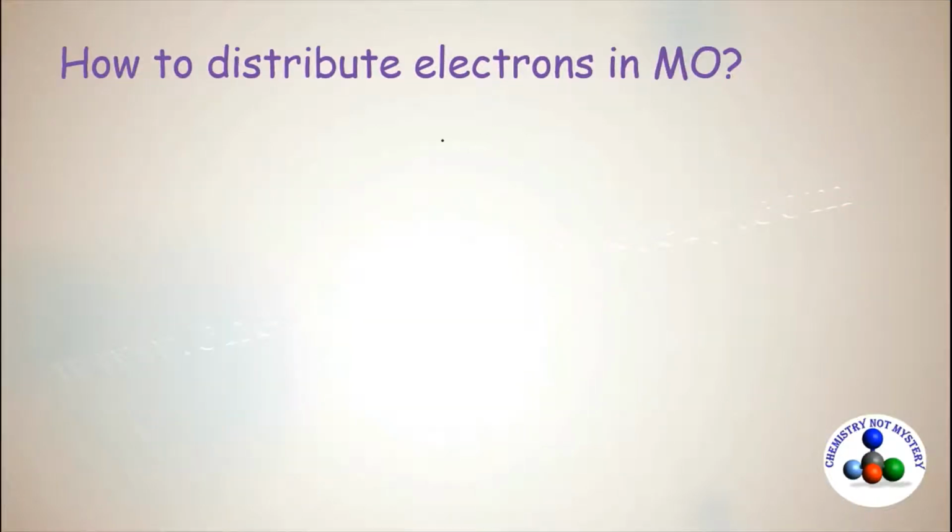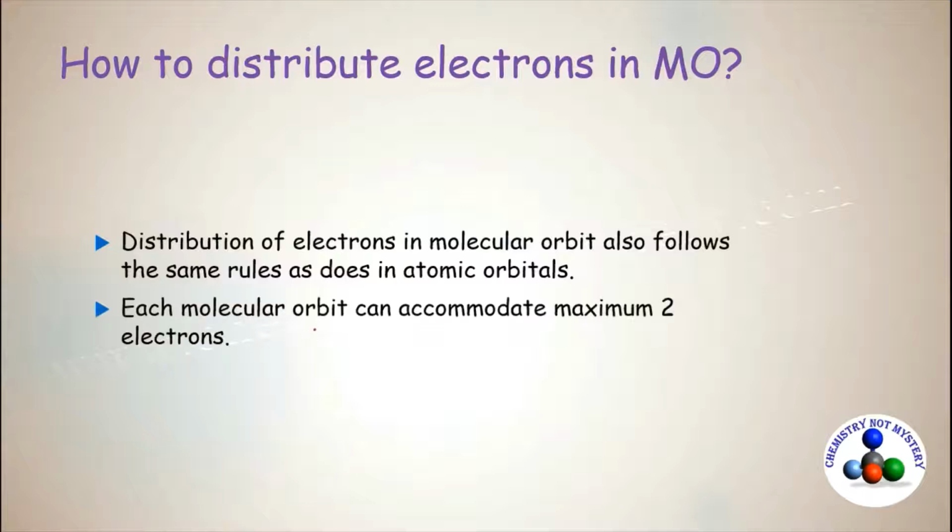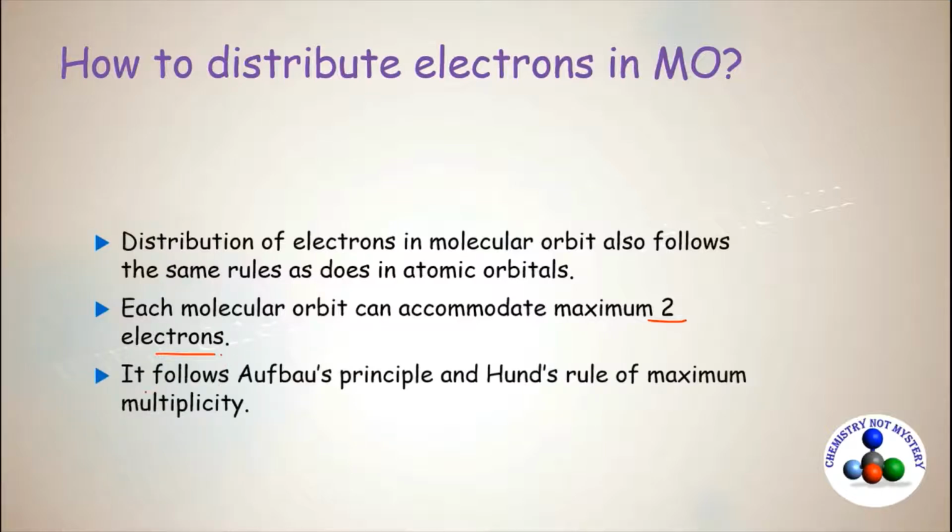Now, how do you distribute electrons in molecular orbitals? Distribution of electrons in molecular orbitals also follows the same rules as in atomic orbitals. That means each molecular orbital can accommodate a maximum of 2 electrons, like atomic orbitals. It also follows the Aufbau principle and Hund's rule of maximum multiplicity. That means electrons are filled in increasing order of their energies in molecular orbitals.